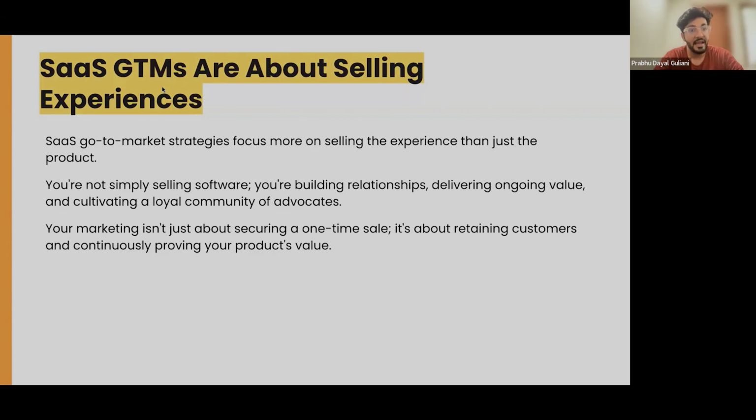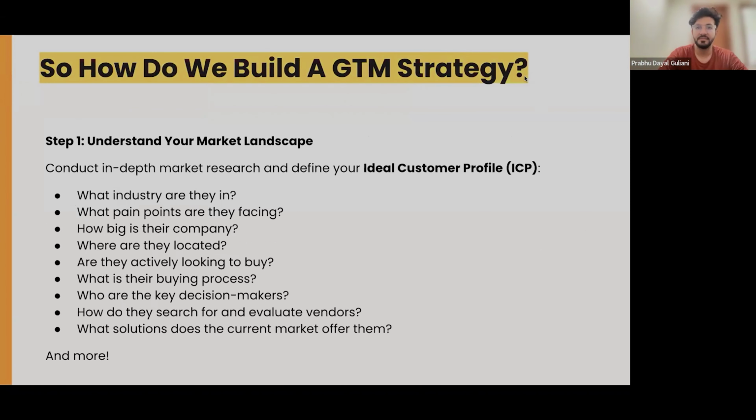But when it comes to a SaaS business, trust is what your go-to-market strategy has to solve for. If there is no trust, I'm not coming back to you. What is it that's going to convince me that not only am I going to agree to give you money for this month, I'm going to agree to give you money for the next month and the next month and on and on. It's not a one-time sale. It's about retaining customers that continuously prove your product's value. Hence, SaaS go-to-market strategies are very, very complex.